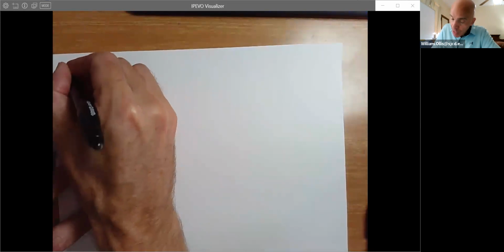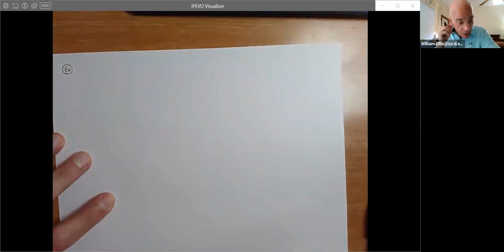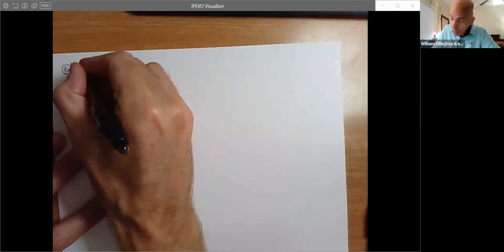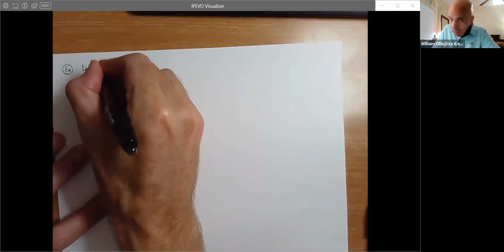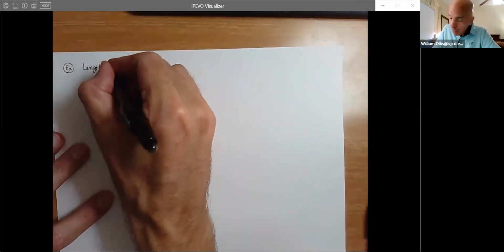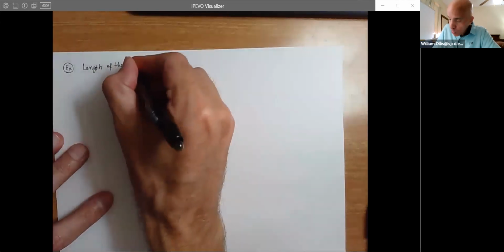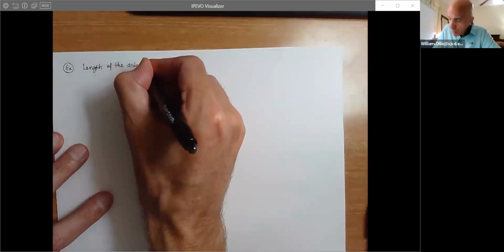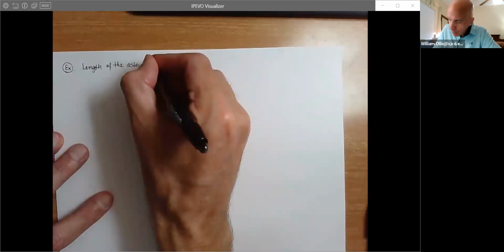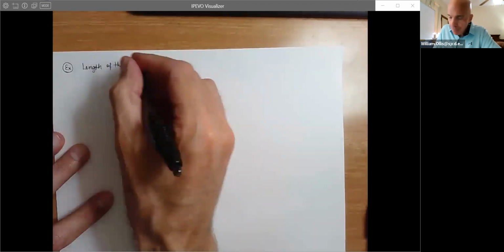Now, what I want to do here is a nice example from physics. This is called the length of the asteroid. The length of the asteroid. Now we have to use a little bit of care here. Asteroid. So that's an A.